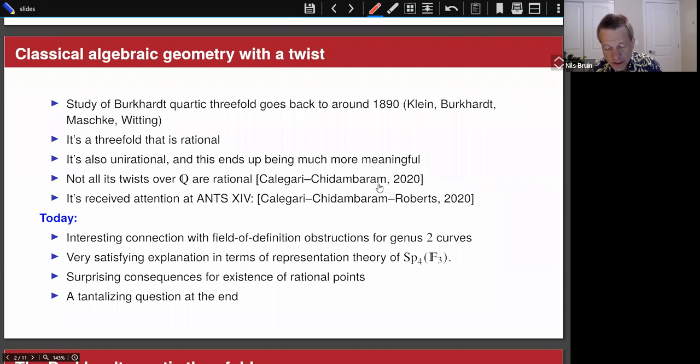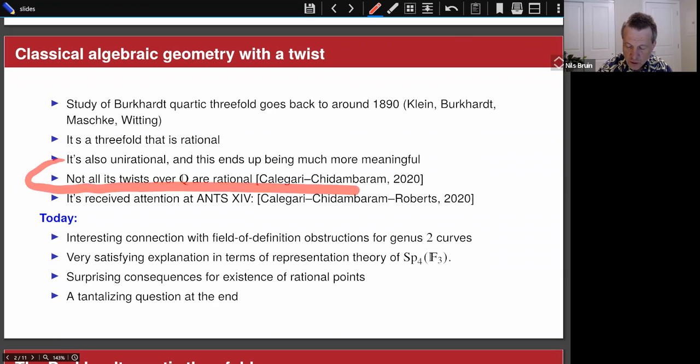So the Burkhardt quartic is a very classical object. It was studied by Klein and his students, Burkhardt and Maschke, around 1890. It's a threefold that happens to be rational, although that almost seems to be a little bit of an accident. What is much more meaningful for the interpretation of the object is that it's unirational. So there is a finite degree rational map from P3 to the threefold. However, this is not the case for all its twists over Q, as was proven by Caligari and Chidambara.